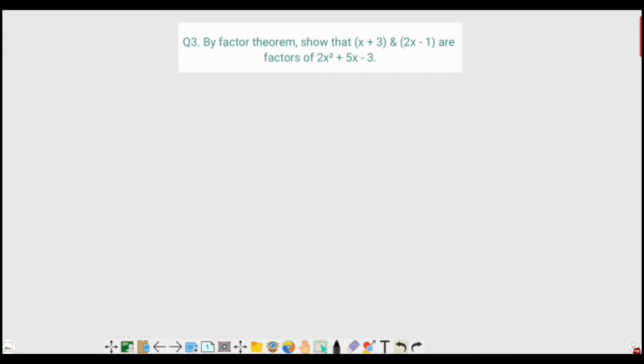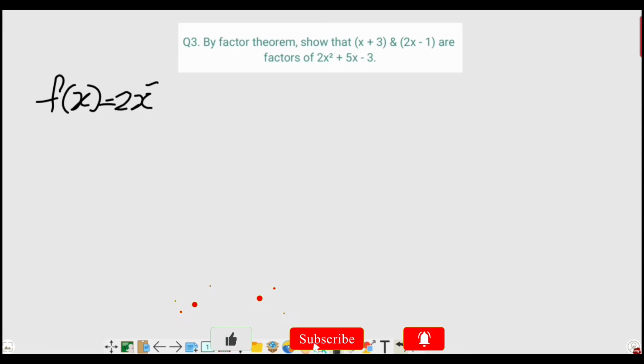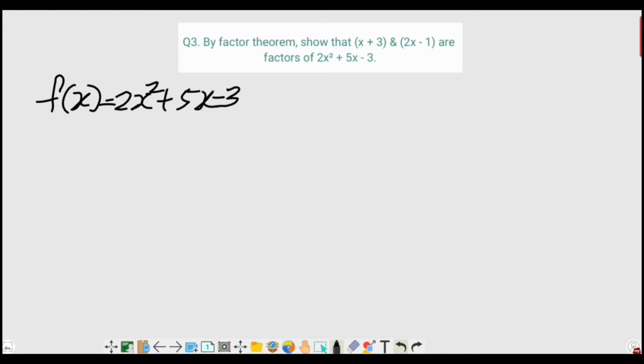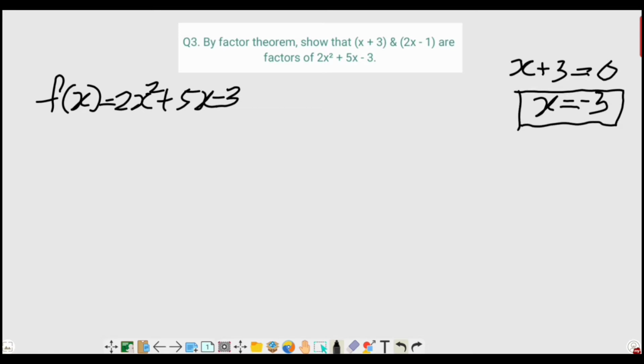By factor theorem, show that x plus 3 and 2x minus 1 are the factors of the given polynomial. Now your f of x is 2x square plus 5x minus 3. I have two binomials. One is x plus 3. If I am considering this, my value of x is minus 3. Same way, the other binomial is 2x minus 1. Based on that, the value of x is 1 by 2.